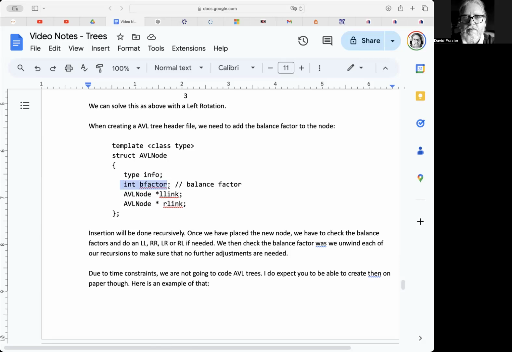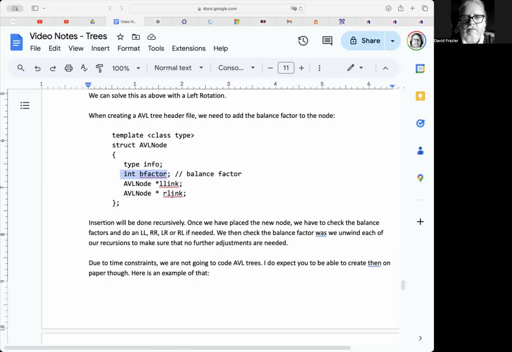So again, one thing that's different when we're coding this is that we're going to add this balance factor to the struct for what we're going to call the AVL node instead of a tree node. And we still have our R link and L link like before. The insertion and deletion, both for that matter, are done recursively. So once we've added or deleted things, we start with the node we're on, check its balance factor, then go up the tree, checking the balance factor as we go.